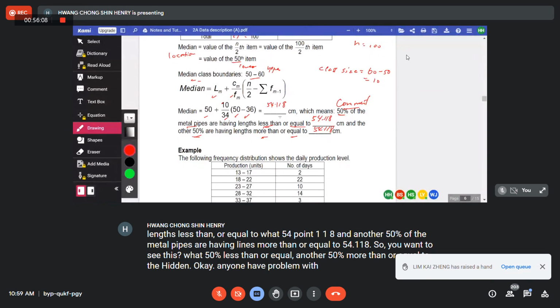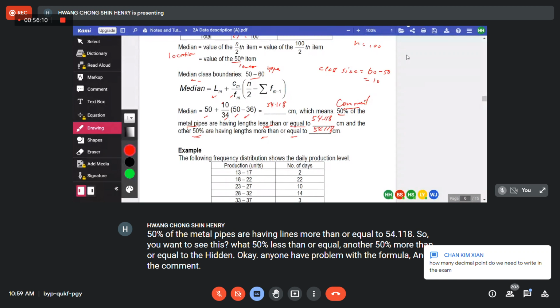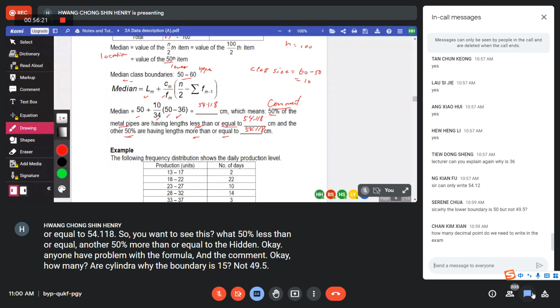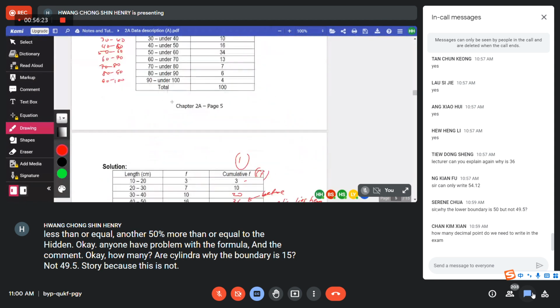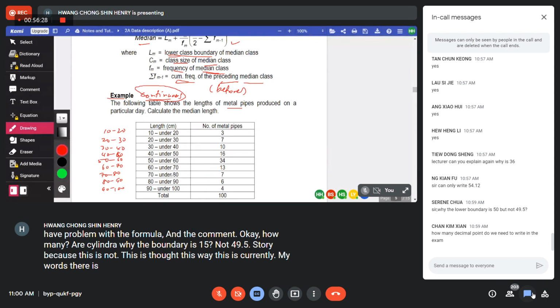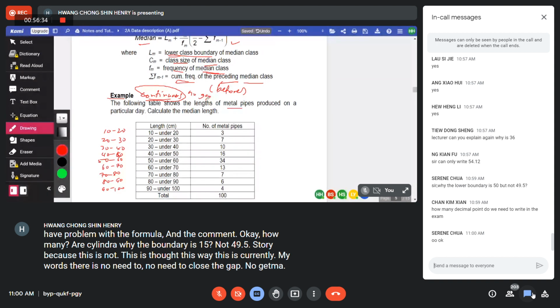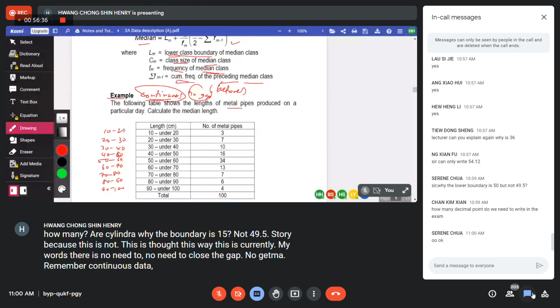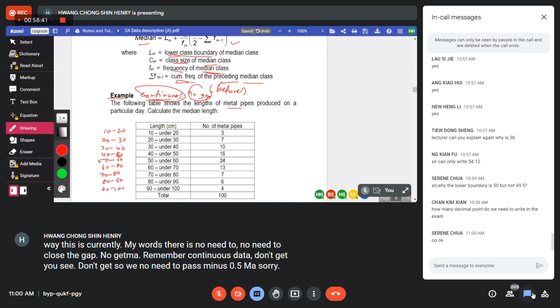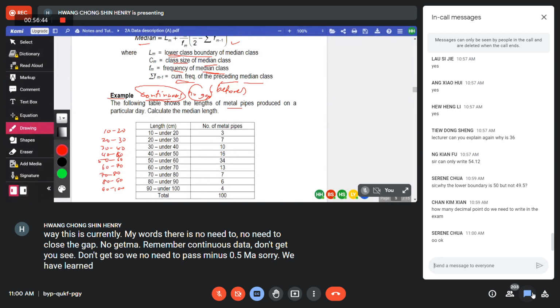Anyone have problem with the formula and the comment? Sirin Chua asks why the boundary is 15, not 49.5. Sirin, because this is not discrete, this is continuous. There is no need to close the gap. Remember, continuous data, no gap, so we no need to plus minus 0.5. We have learned that last week.